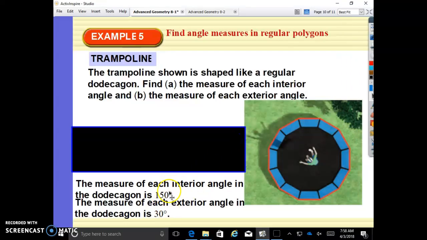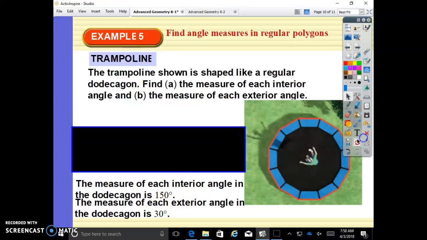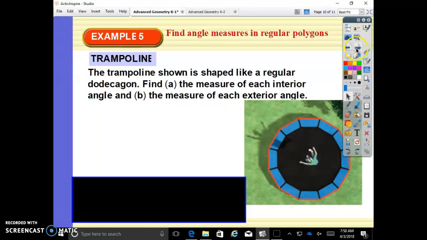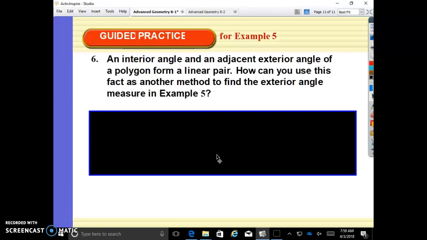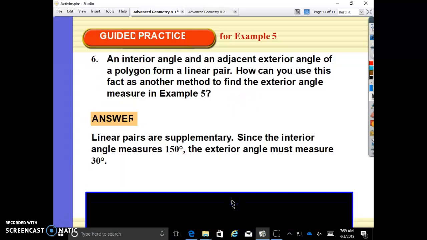Okay, your interiors and your exteriors better be a linear pair. They better add to 180. An interior angle and an adjacent exterior angle of a polygon form a linear pair. How can you use this fact as another method to find the exterior angle measure in example 5? You could have just done 180 minus 150 is 30, or the other way is 360 divided by 12 is 30. So you had two methods to solve for that exterior angle.